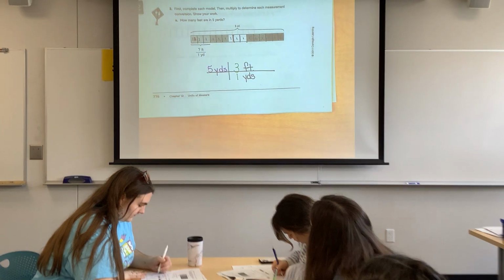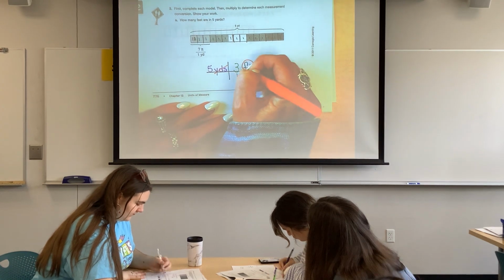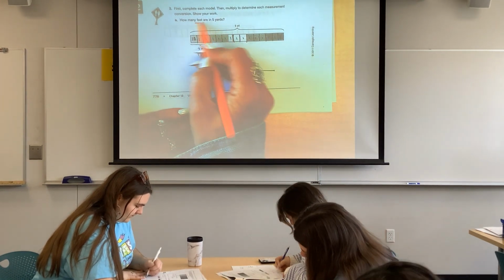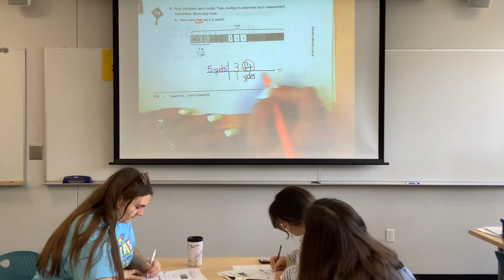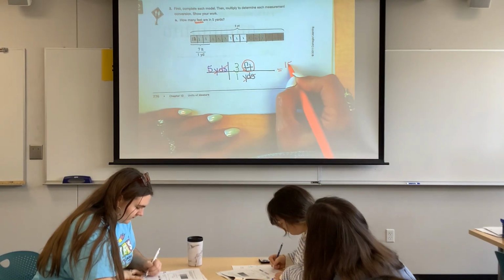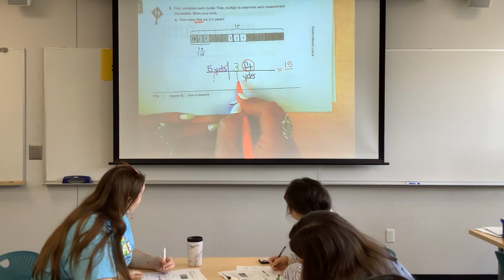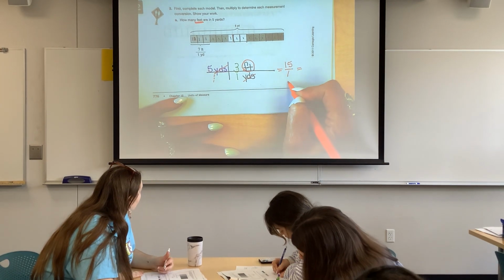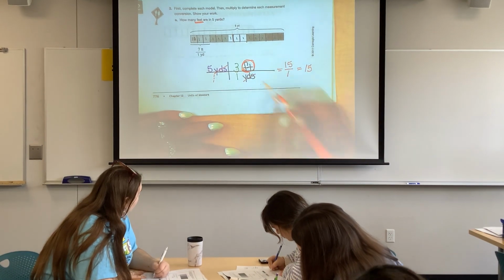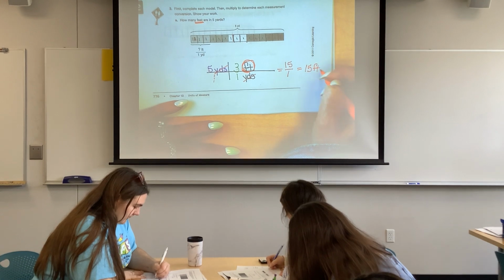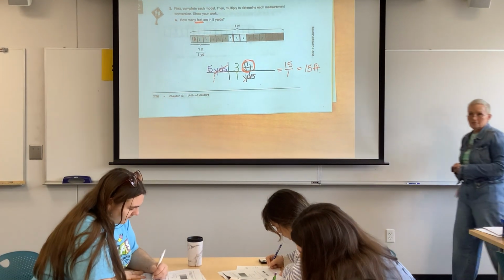At this point, yards have canceled, and the only thing I have left is feet, which is what the question asked. How many feet? So you multiply straight across the top. 5 times 3 is 15. Multiply straight across the bottom. Phantom 1 times 1 is 1. Divide. 15 over 1 is 15. And what unit do we have left? Feet. That is one-step dimensional analysis.